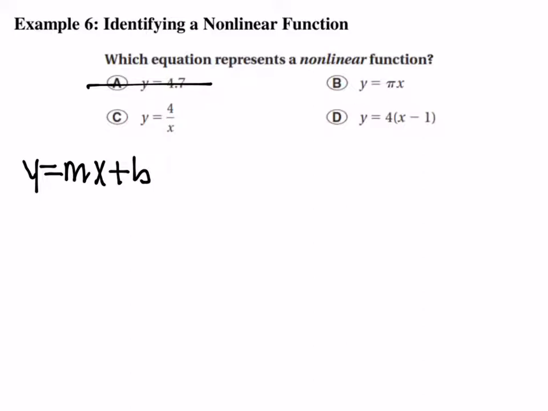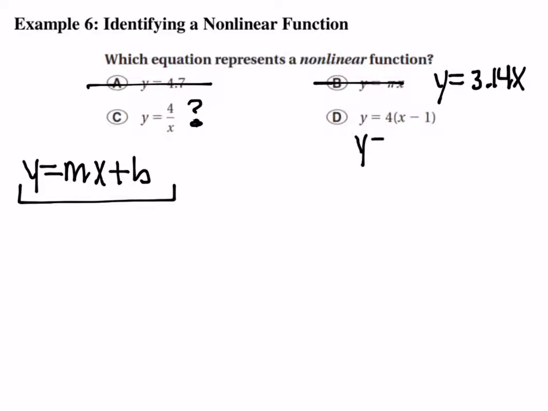Part B, y equals pi x. Okay, that pi is kind of weird, but that just means that this is y equals 3.14x, approximately, because pi is just your approximation. But that just means that's your slope. That still fits this form. So that's linear. Part C, y equals 4 divided by x. Does that fit this form here? y equals mx plus b? Not too sure, but we'll come back to it. Part D here, so we can distribute that 4, and that definitely fits this format. We've worked a lot with this. This is your beginning at -4, and you have a slope of 4/1.